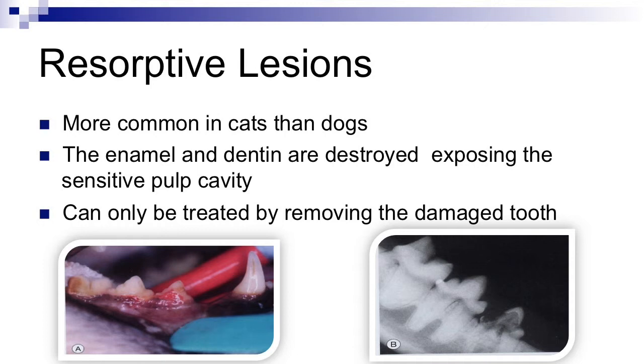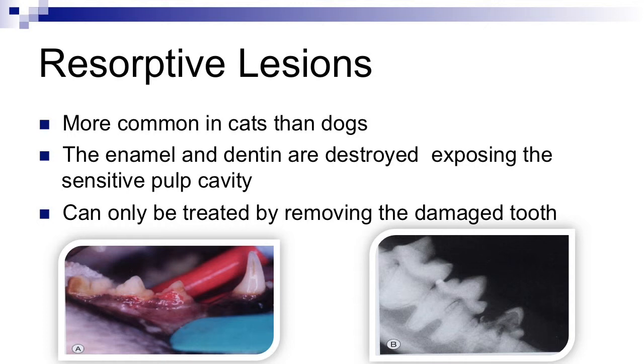Kind of like a cavity in a person, in that it exposes those sensitive structures, but in us, cavities start from the outside and work their way in. Resorptive lesions start from the inside, underneath the gum line, and work themselves out. We really have no treatment for this other than removing the damaged tooth. So whenever we find one of these, if it's below the gum line, it's not painful because there's no sensitive structures that are exposed to the outside world.